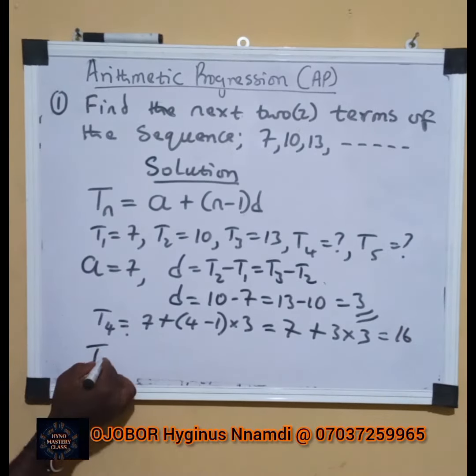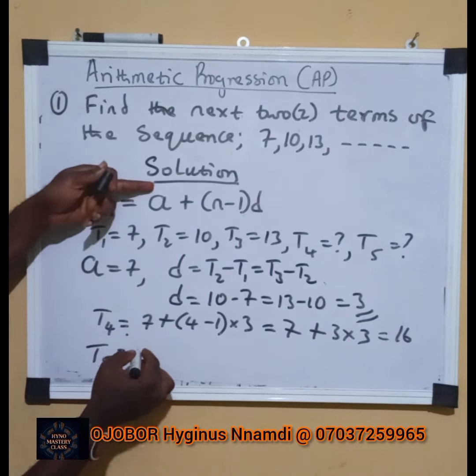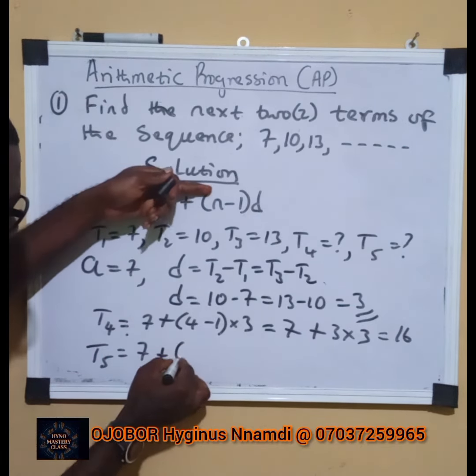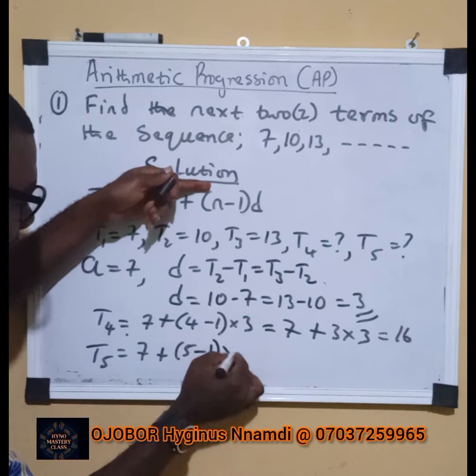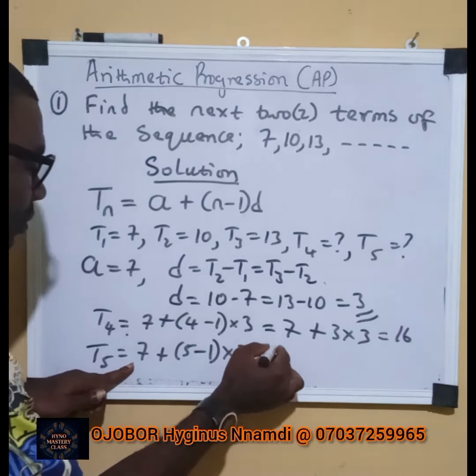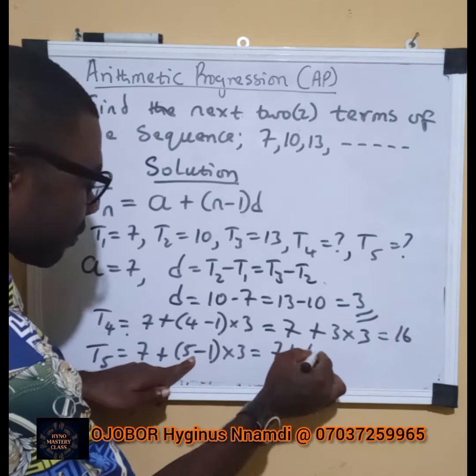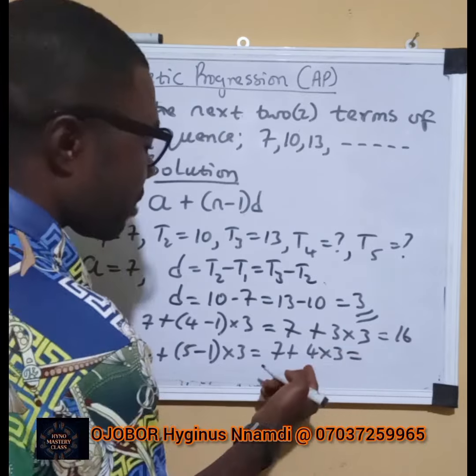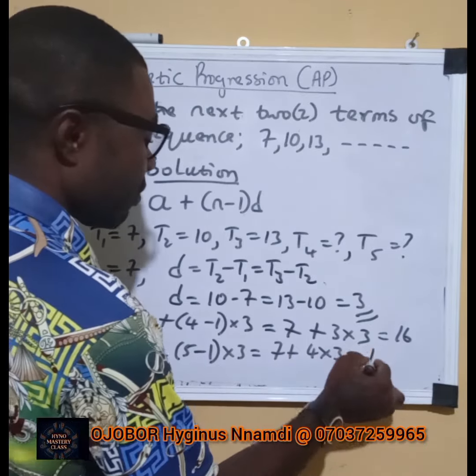Then T5, which is the fifth term, uses the same formula: 7 plus (n is 5 this time around, minus 1) times 3. That will give you 7 plus 5 minus 1, which is 4, times 3. And 4 times 3 is 12, plus 7 will give you 19.